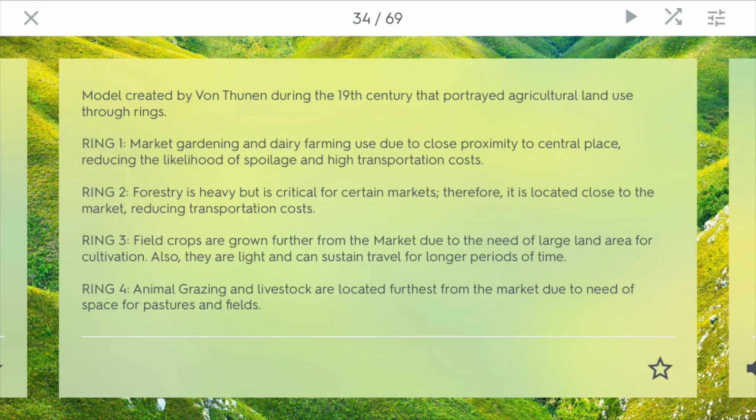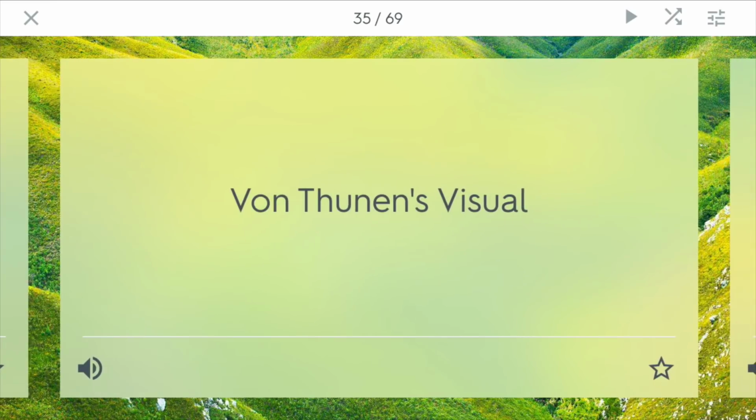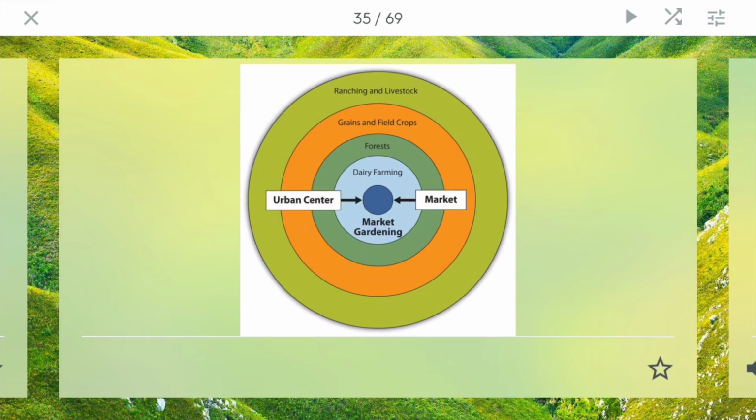They're not like dairy. And Ring 4 is the most outer layer. It's the farthest from the city center, and it's usually characteristic of animal grazing and livestock. This is located furthest from the market because it's kind of like field crops. There's a need for a lot of space for pastures and fields for grazing. Von Thunen's visual. This kind of shows how all these different areas of agriculture are distributed.